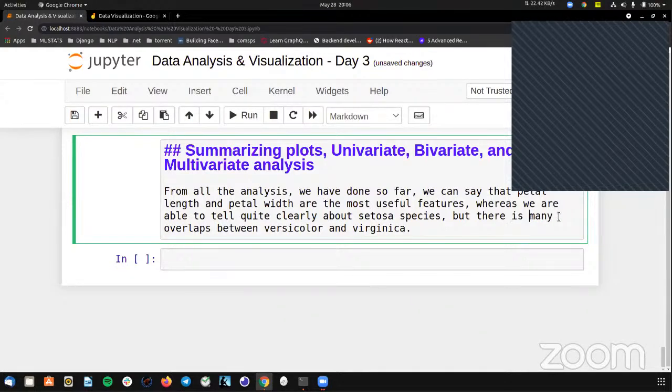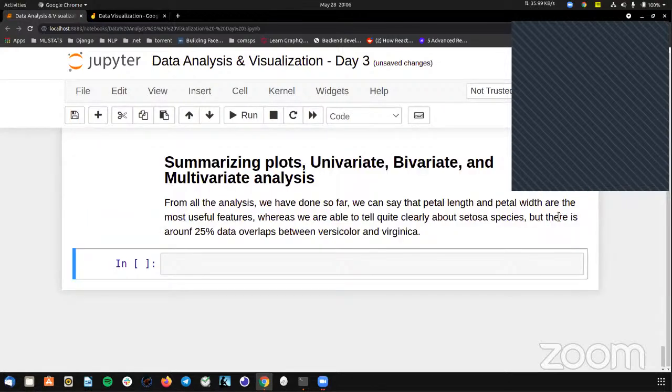I can tell there is around 25% error or overlap, 25% data overlap. So it is already done here: data overlaps between versicolor and virginica. So this is my final conclusion, right? And you do realize how exactly we came up with 25% here, right?